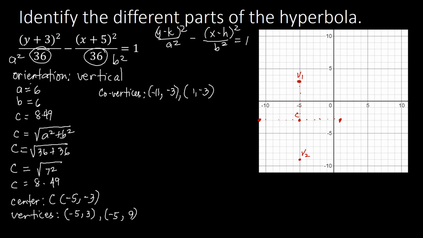So next one, we are going to identify the foci. The foci here, if we are going to count from the center towards the focus, 8.49 units. This will be towards where the opening or towards where the vertices are. So we will be counting from the center 8.49 units. So we have 1, 2, 3, 4, 5, 6, 7, 8, and then 0.49 might be somewhere here. This is our focus 1. And downward, we have 1, 2, 3, 4, 5, 6, 7, 8.